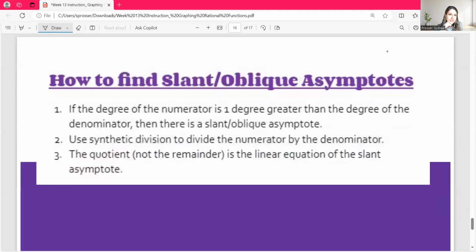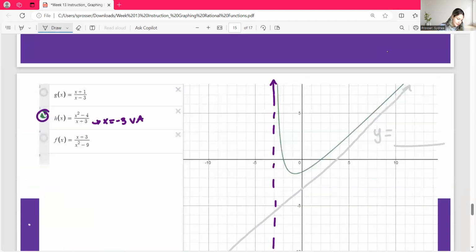So how to find slant or oblique asymptotes? The only time slant asymptotes happen is if the degree of the numerator is 1 degree greater than the denominator. Then there's a slant or oblique asymptote. So notice the numerator degree is 2, the denominator degree is 1. That's why I have a slant asymptote. If you remember before, these do not have slant asymptotes. Look at the degree of the numerator. Degree of the numerator has to be 1 greater than the denominator.